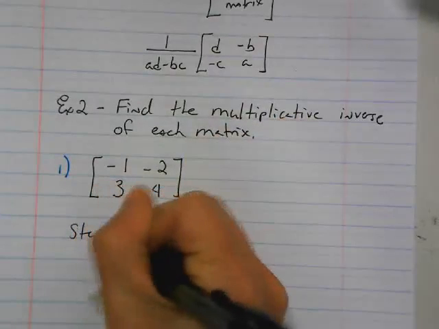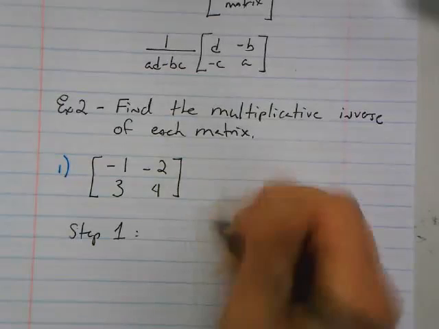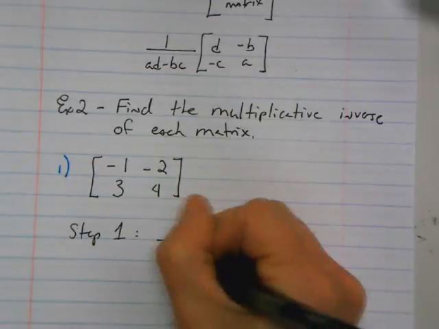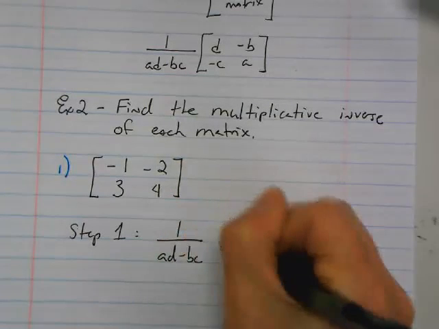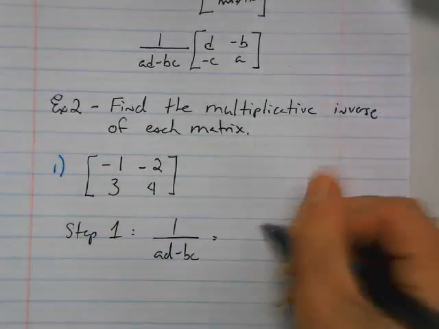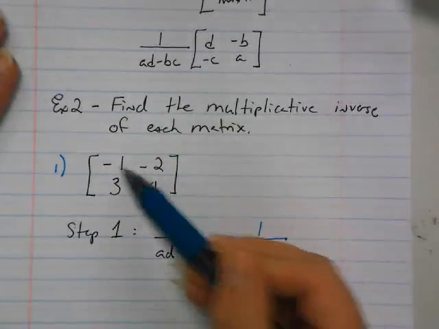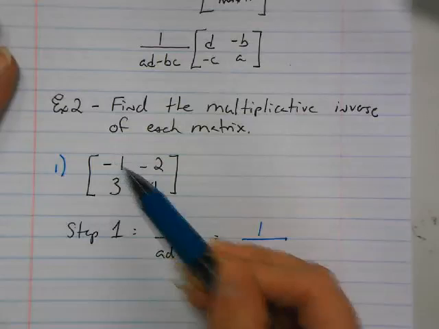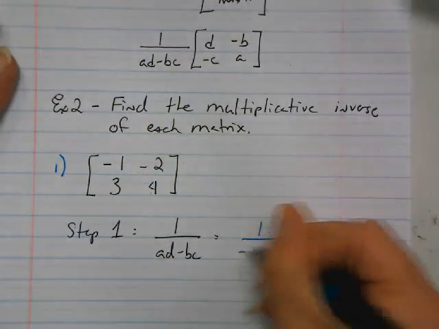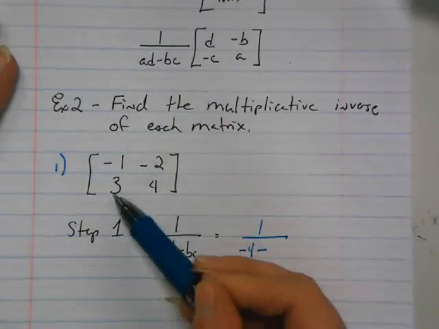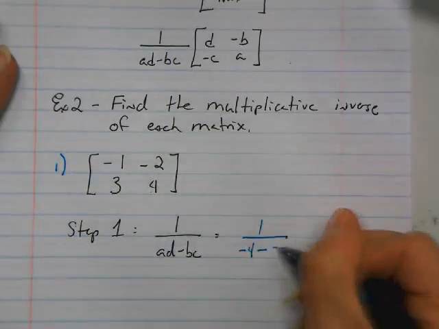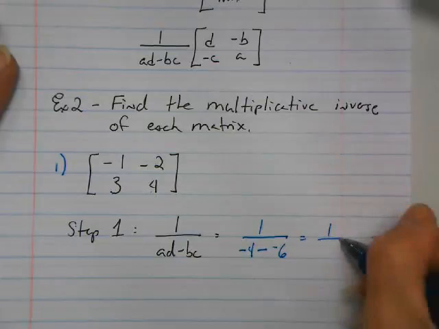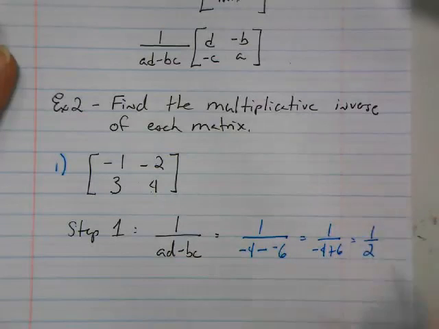So step 1, I want you to do 1 over AD minus BC. AD is this diagonal, BC is this diagonal. So negative 1 times 4 is negative 4, minus 3 times negative 2 is a negative 6. So that gives me 1 over negative 4 plus 6, which is 1/2. Alright, I'm going to do step 2 and step 3 together.